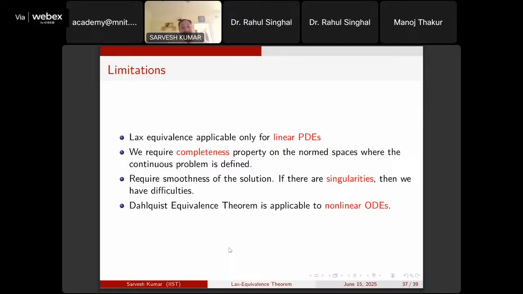Another problem which we have here is that we require completeness. That means you need X to be a Banach space. That means the normed space has to be complete with the norm. Otherwise, we can't do that theory. But there are many spaces which are not complete, and we are forced to define our PDE on those spaces. So we can't apply it there, even though it could be a linear PDE, I cannot apply the Lax theorem to that particular PDE. Another problem is if you have some singularity in the solution.